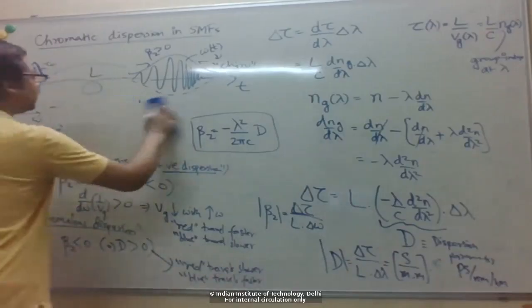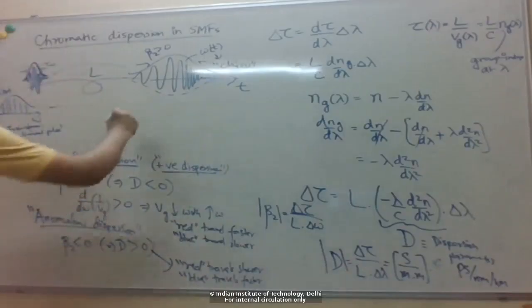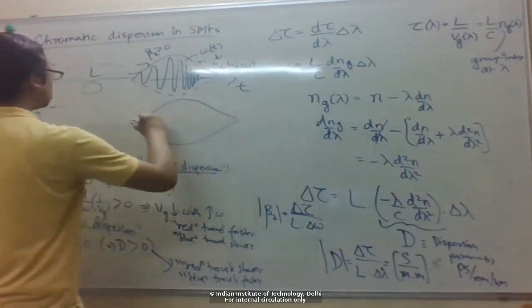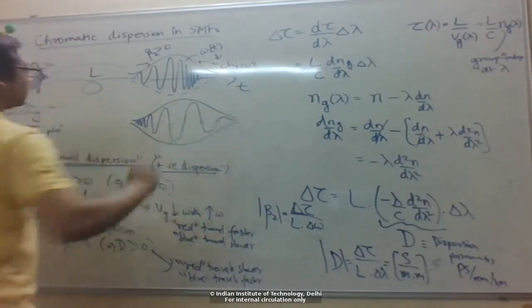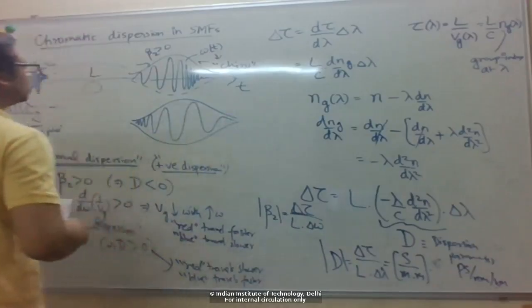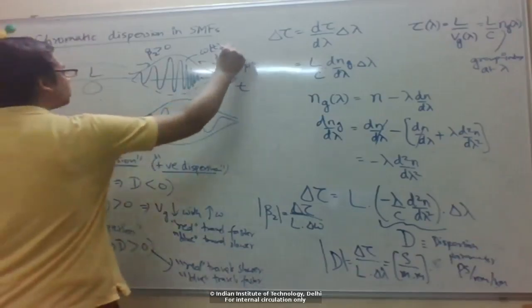So the pulse still broadens, but just the chirp is now opposite. Right? So now it looks like that. Okay, so sometimes this is known as positive chirp.